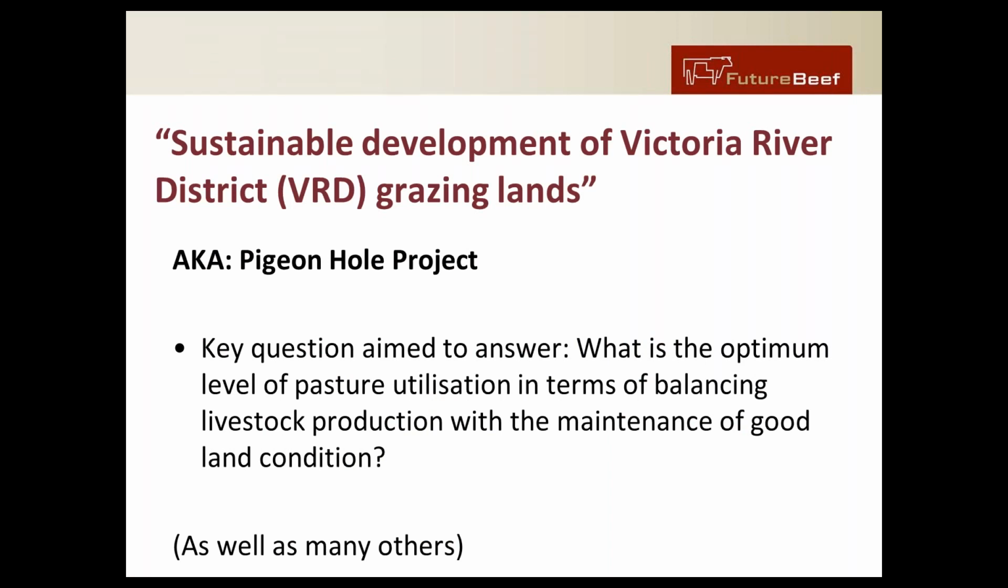Okay, so to address some of these questions, the CSIRO, Department of Primary Industries and Fisheries, and Heytesbury Cattle Company set up the Sustainable Development of the Victoria River District Grazing Lands Trial. It's much easier to say the Pigeonhole Project, which is also commonly known as. In this project, they were aiming to answer a number of key questions, including what is the optimal level of grazing utilisation in terms of balancing livestock production and the maintenance of good land condition. And of course there are many others as well, but this question in particular has been of key interest to me, and I know it will be to you as well.